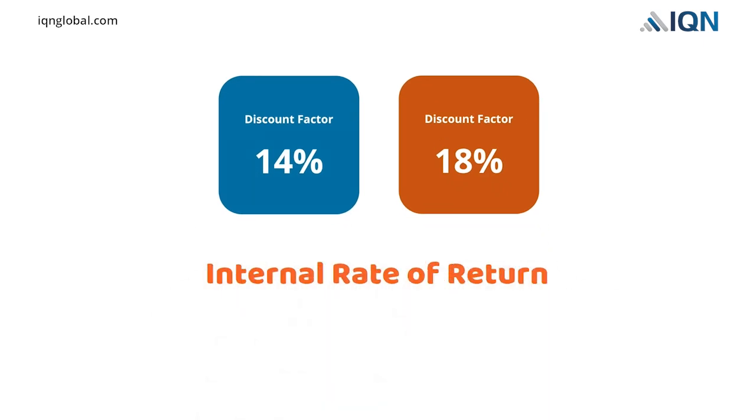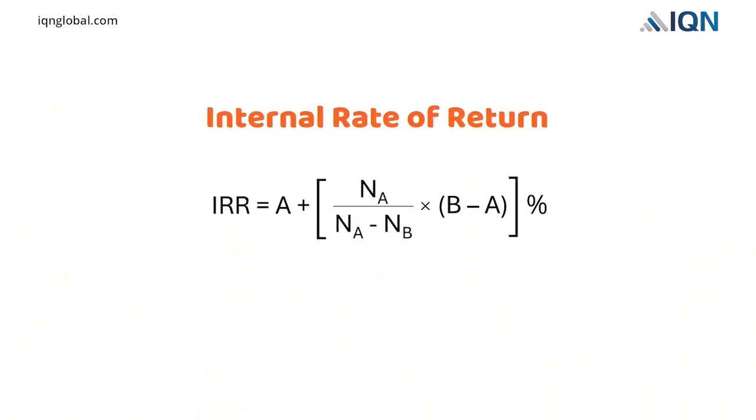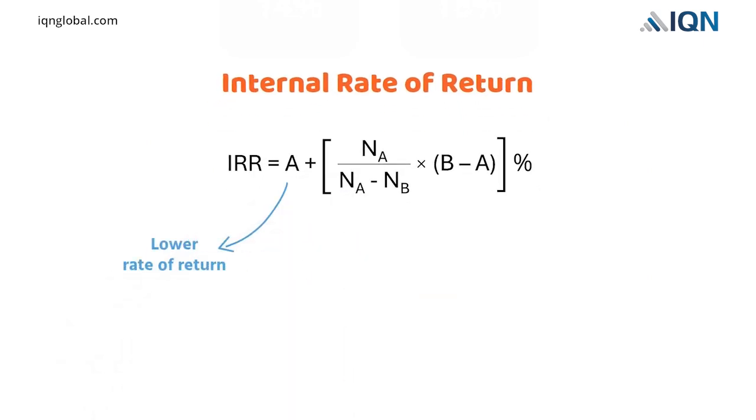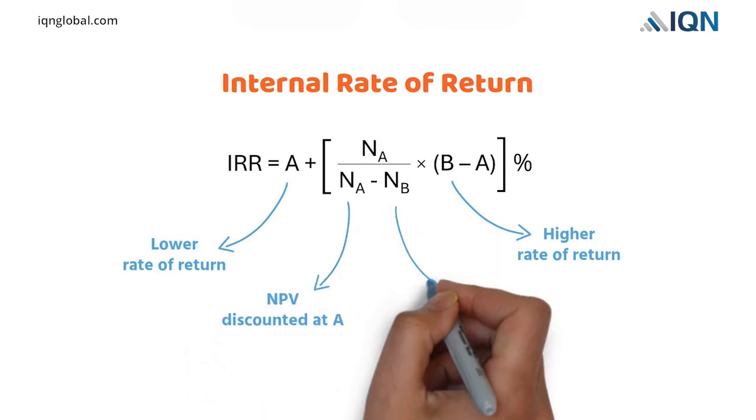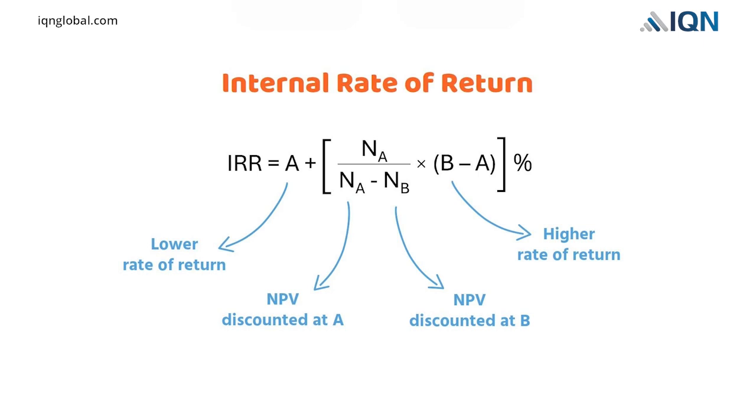The formula to apply is IRR equals A plus NA divided by NA minus NB, multiplied by B minus A, where A is the lower rate of return, B is the higher rate of return, NA is the NPV discounted at A, NB is the NPV discounted at B.